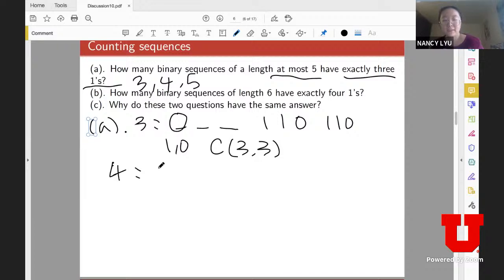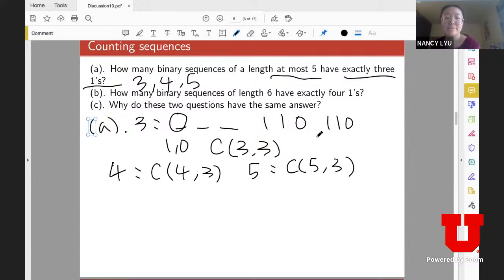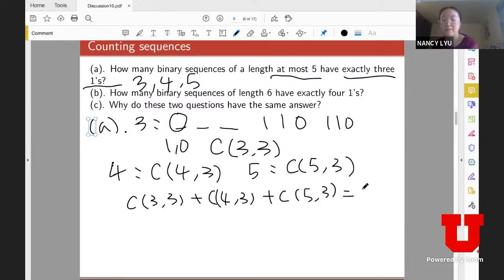So if you have length 4, similar, it's going to be 4, choose 3, since we have 4 spots right now, and we want to choose 3 of them to be 1. And similar for length 5, that will be 5, choose 3. Okay, and then you will use the rule of sum to add these 3 together. So C3,3 plus C4,3 plus C5,3, which will eventually give you 15.